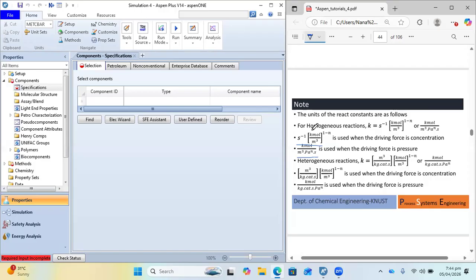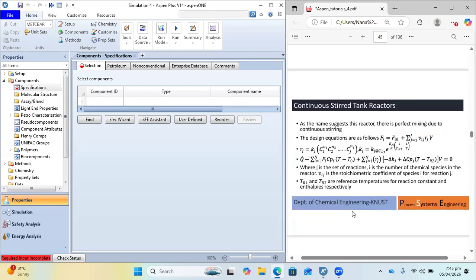And these are for homogeneous reactions, right? If we are having a homogeneous reaction, we use these ones. If it's heterogeneous, then we use the ones we see below, the ones that include the weight of the catalyst. Please, is that okay? So we need to know the unit so that we are putting in the right values when it comes to the simulation. Okay, so that's the first thing that we just want to keep in mind.